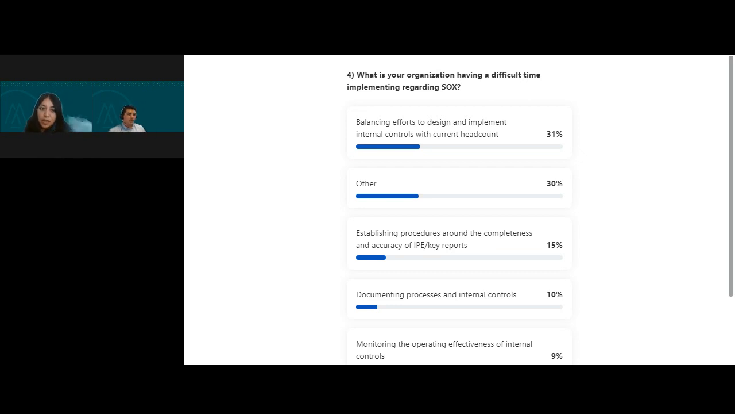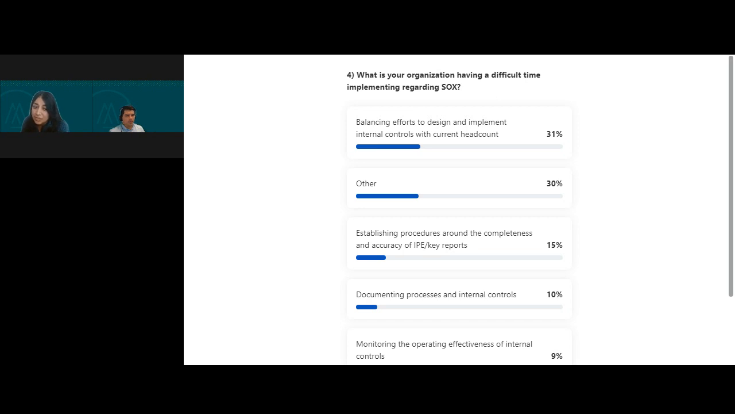Okay, so difficult time balancing efforts to design and implement with current headcount. That is the biggest hurdle that we see. And again, SOX does take a lot of resources. But if you do have that ramp up time, or if you plan on having your IPO and you're going to have that 404A status for a bit, really take advantage of that time to start implementing controls so that you know where you're currently standing and you know where you need to be and by when you need to be there.